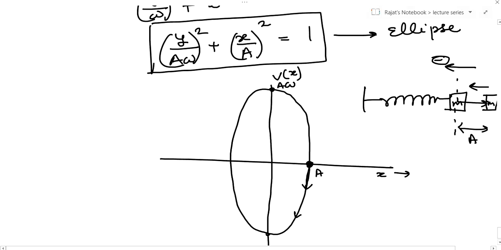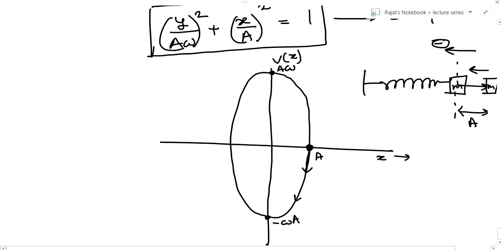When the particle is at the mean position, velocity will be maximum and its value will be minus omega a in the negative direction. And then again when it is at minus a, the velocity is again 0. It is at the maximum compression and then starts to move towards omega a. So this is the variation of velocity with x.